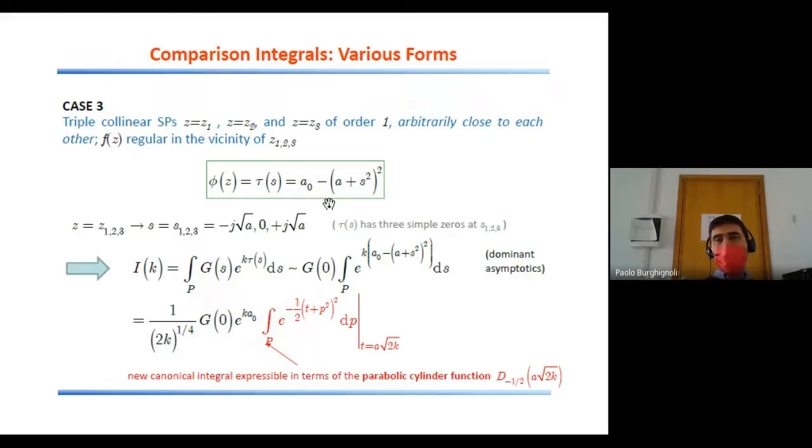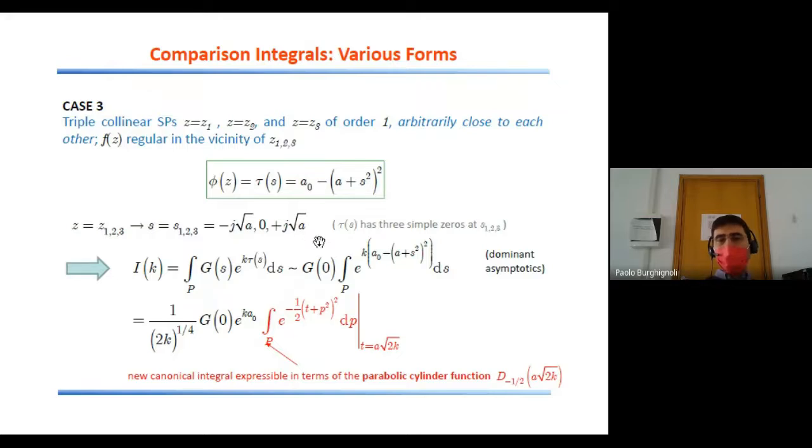In the S-plane, you will find these three saddle points. One is at minus j square root of a, the other is at the symmetrical point plus j square root of a, and the third one is exactly at the origin. When a goes to 0, those three saddle points coalesce at the origin.